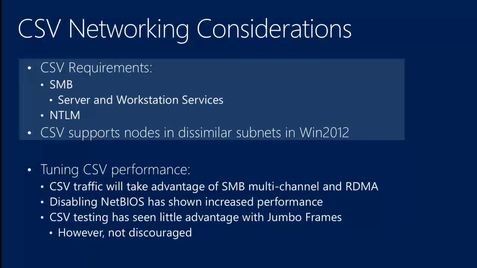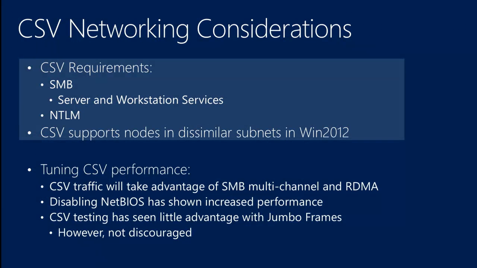So let's talk about some CSV performance tuning. CSV uses SMB. It is also integrated with SMB multi-channel and SMB leveraging RDMA. So if you have multiple NICs, you can actually stream CSV traffic across multiple interfaces using SMB multi-channel. Make sense? And we also take advantage of RDMA NICs. So if you have an RDMA-enabled NIC, your CSV traffic is going to go even faster.